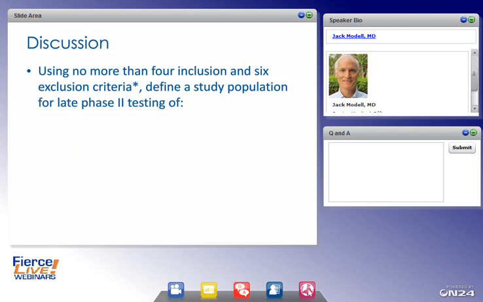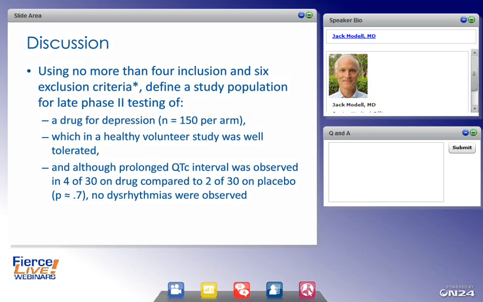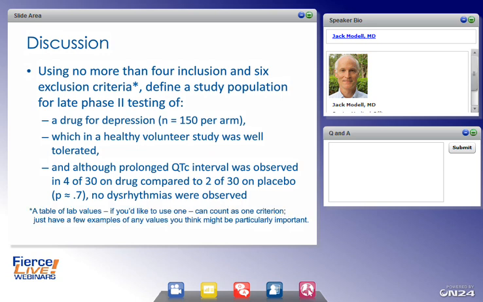So we don't have too much time, and this actually was intended to be a take-home slide. Let me just explain the goal here, and we may have a few minutes for people just to write some things down. Let's say that you're writing inclusion-exclusion criteria for a depression study. For the purpose of what we're going to do right now, ignore the 4 and ignore the 6. Just be thinking about wanting inclusion-exclusion criteria that are as important and as precise as possible.